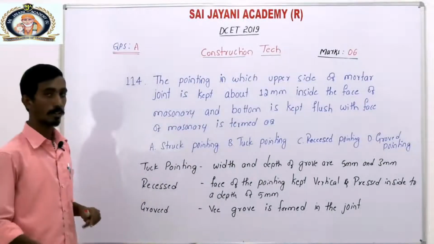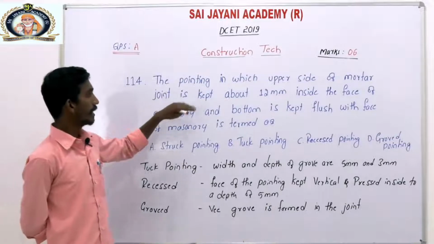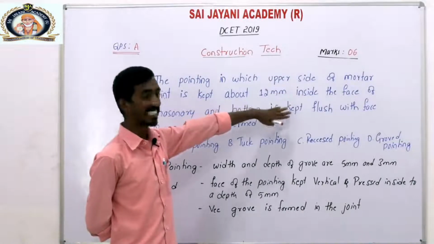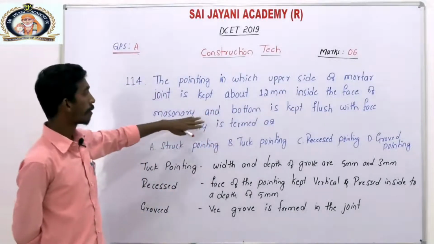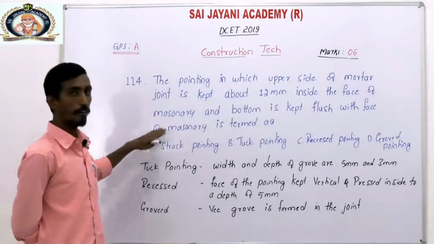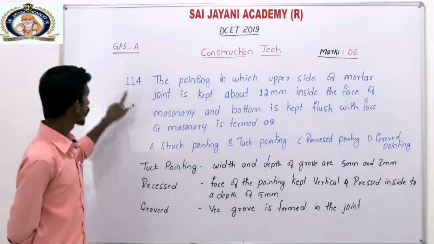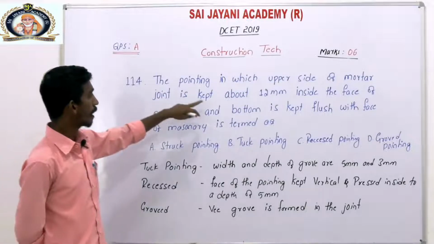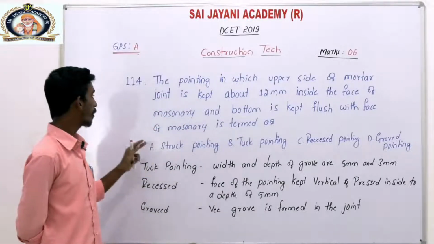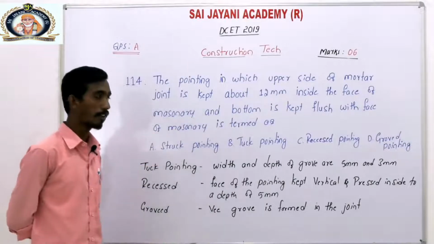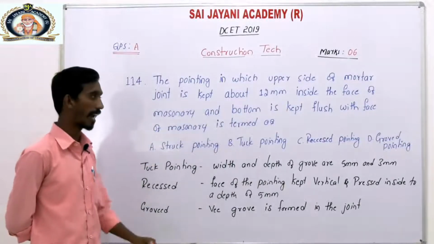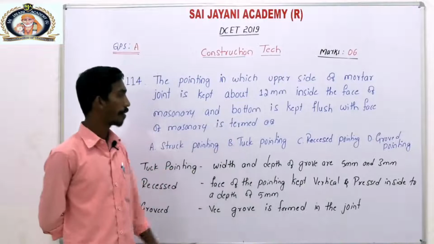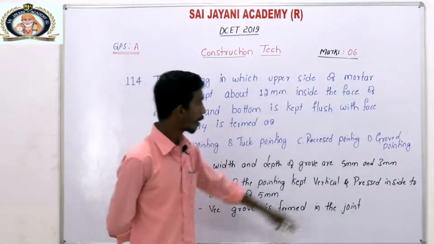So the next question, number 114. The pointing in which upper side of mortar joint is kept about 12 mm inside the face of masonry and bottom is kept flush with face of masonry is termed as. And the options are option A, struck pointing, option B, tuck pointing, option C, recessed pointing, and option D, grooved pointing.